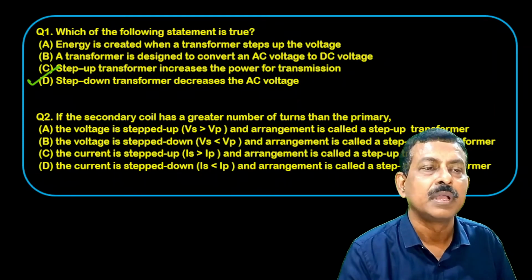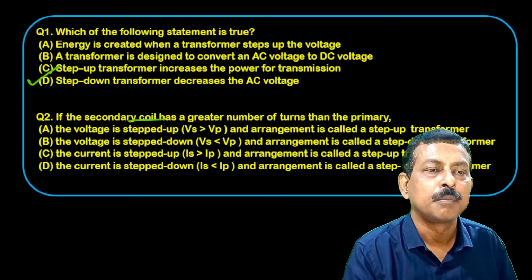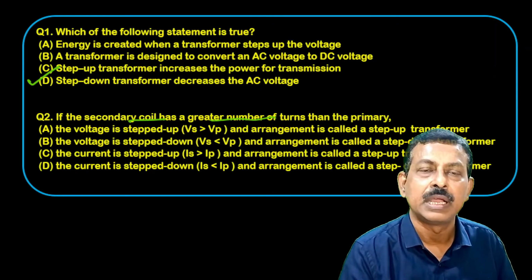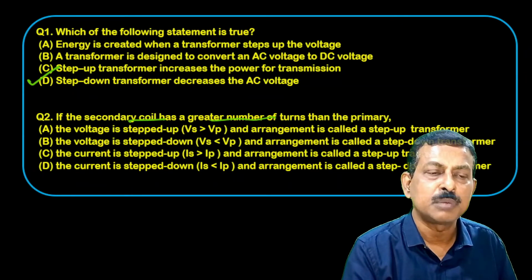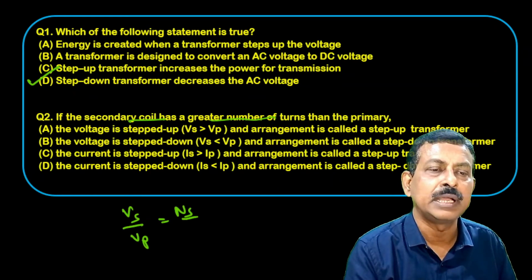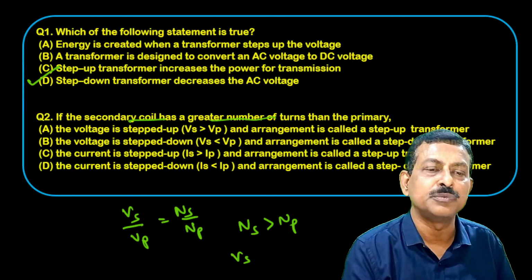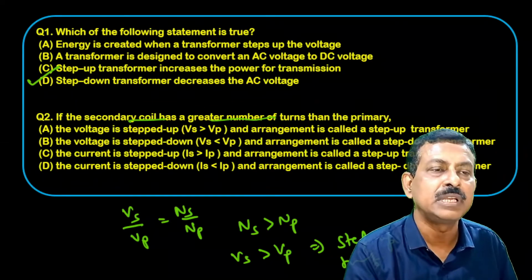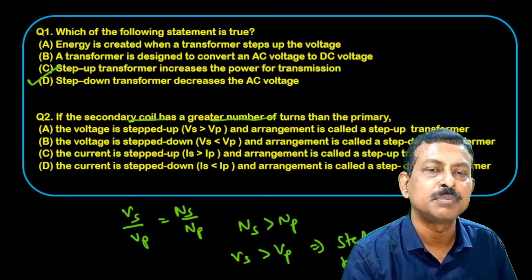Now here, if you see, it is given that the secondary coil has a greater number of turns. If the secondary has a greater number of turns, then it is your step-up transformer, because you know that Vs by Vp is your Ns by Np. Now, this Ns is greater than Np. In that case, Vs will be greater than Vp, and this is basically your step-up transformer. So obviously in this particular case, the first one, voltage is stepped up and the arrangement is called a step-up transformer.